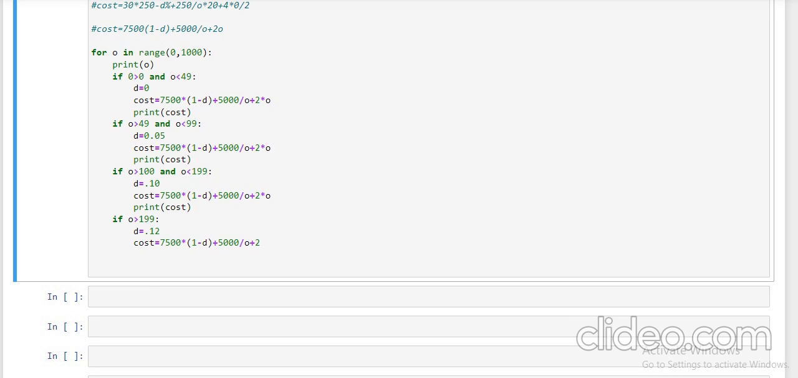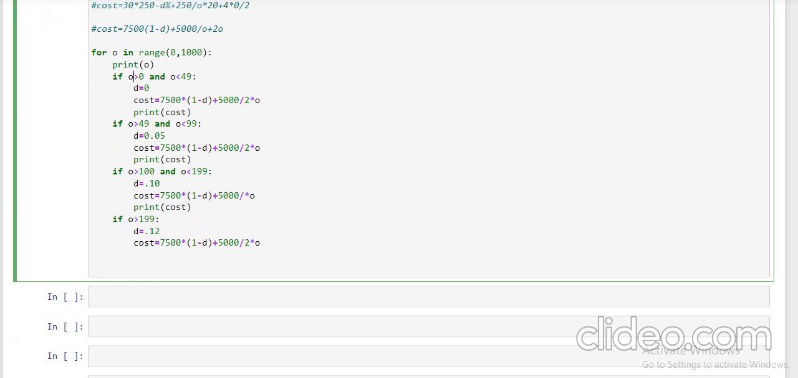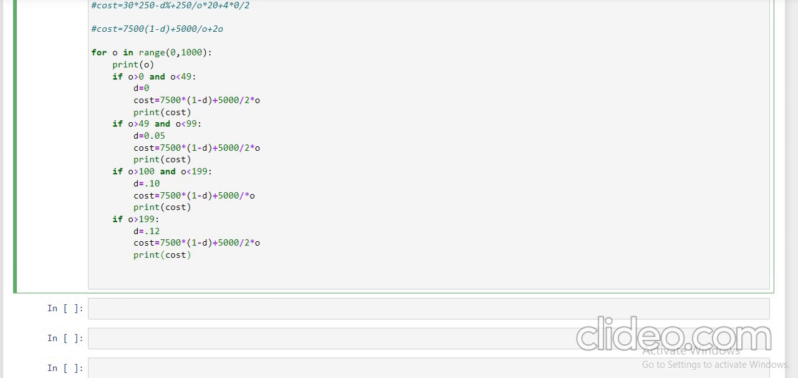Oh, sorry about this. Now this was 4 times O by 2. Sorry for that, and then it's like 2O, right? This was 4 into O ordering cost upon 2, so 2 cancels, so 2O. Now I think this was a mistake. 2 times O, not 0 O. So here also I made a mistake. That's it. Print cost. So let's run this.